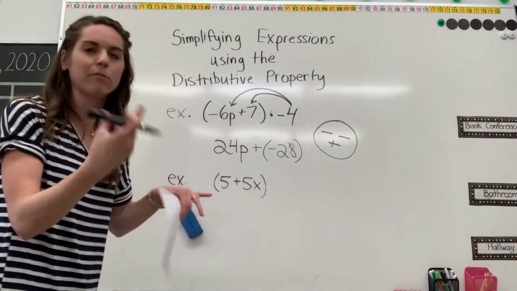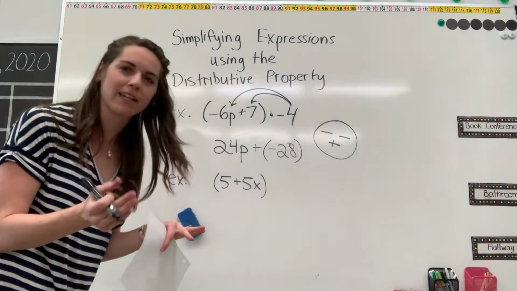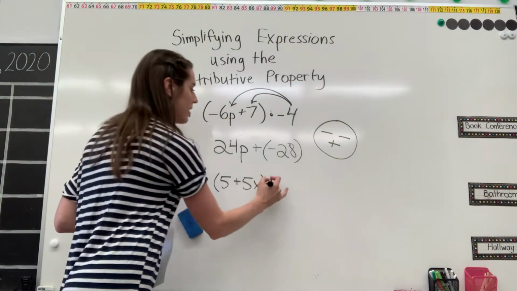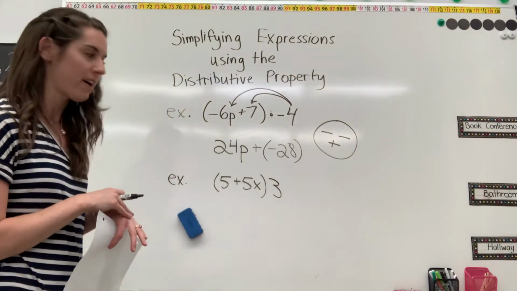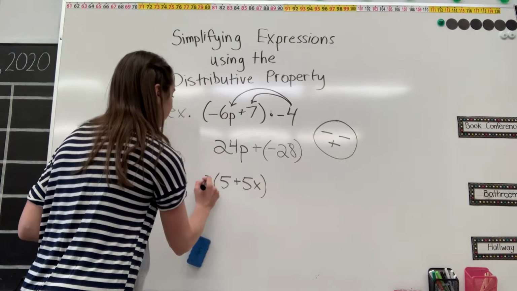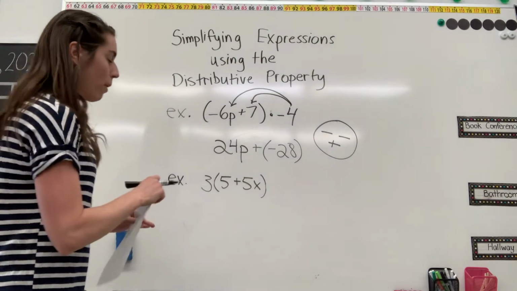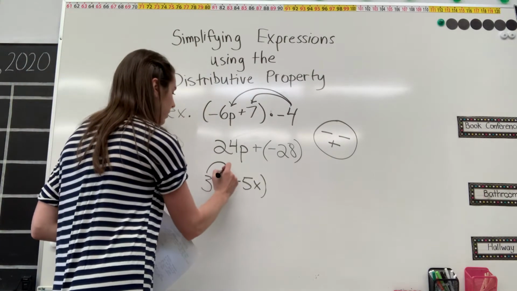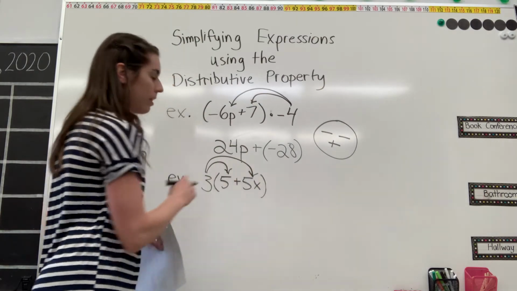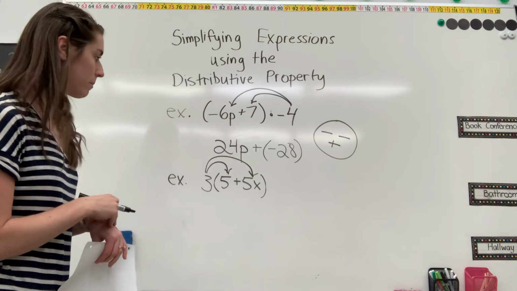So that's just, I'm trying to explain to you why we have brackets sometimes and not others, why we have dots sometimes and not others. So the 3 is perfectly fine all on its own, okay? And it was actually in the front, so I'm going to move it back. So now we are going to distribute the 3 to the 5 and the 3 to the 5x.